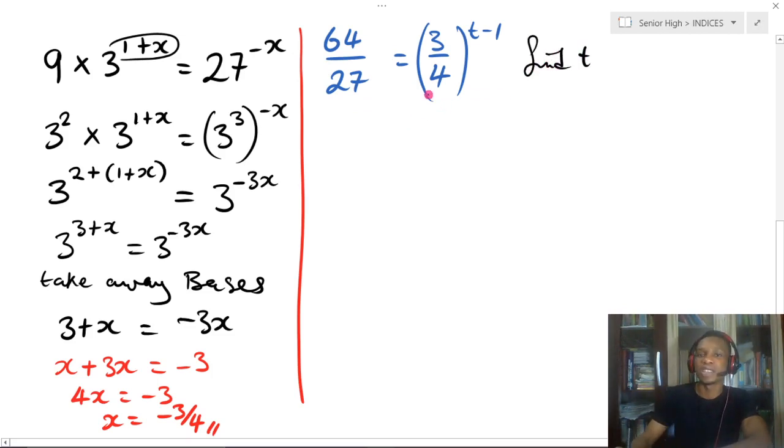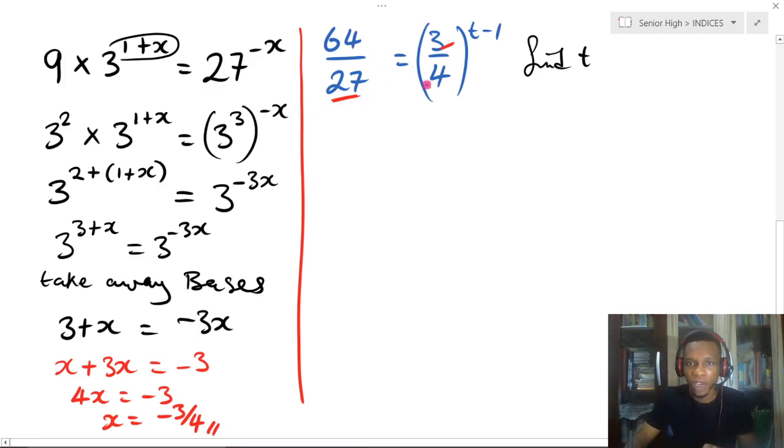Okay, so in finding this, remember we have to look for the common base, right? Now notice something. Is there a common base here? Check it out. Look. 27 can be written in the base of 3, right? So we can see that 27 and 3 have a common base. Okay, we found that one out.